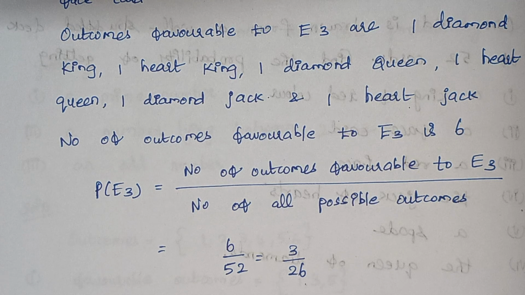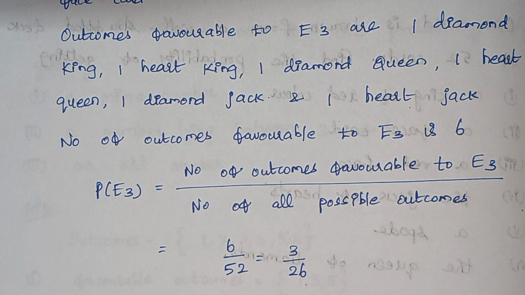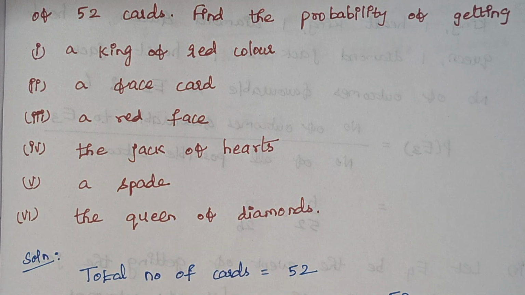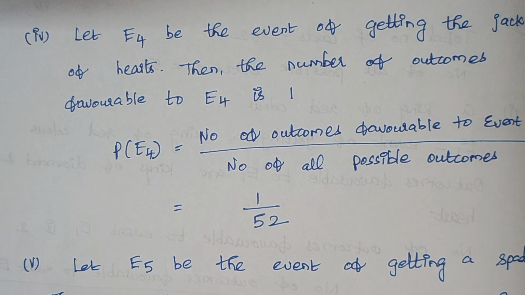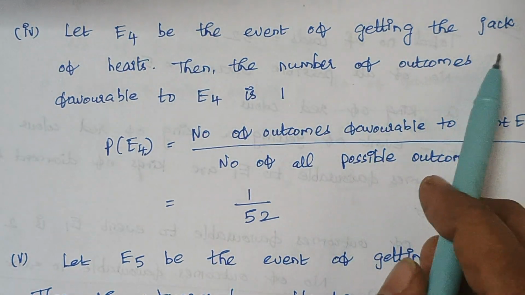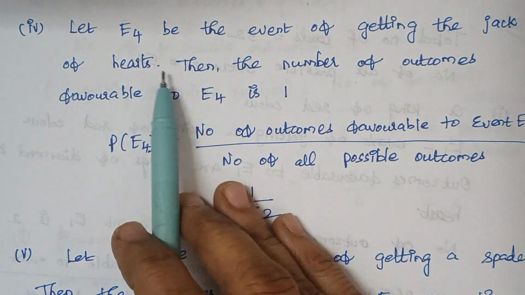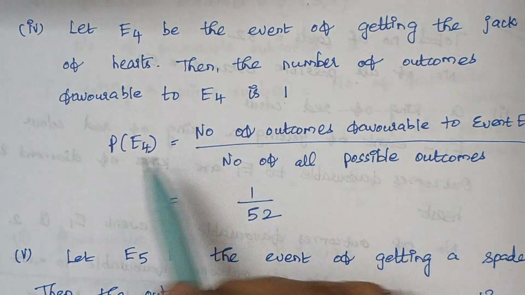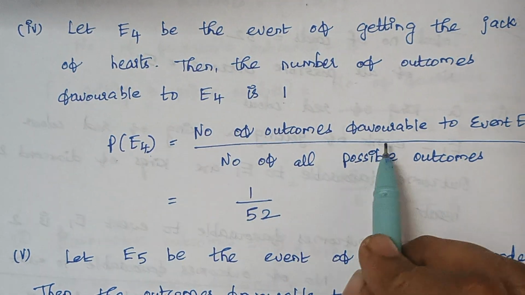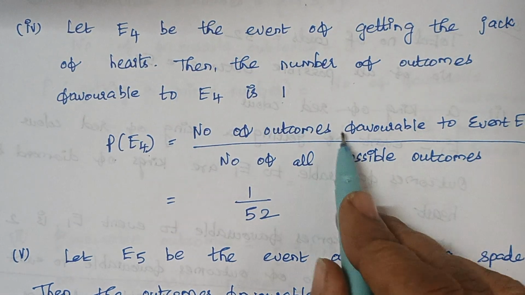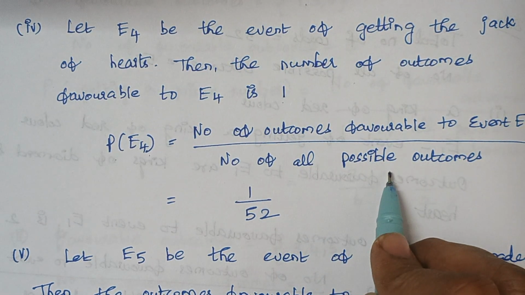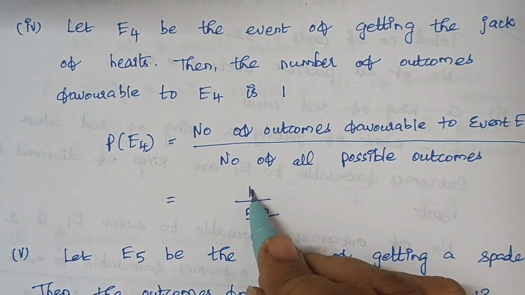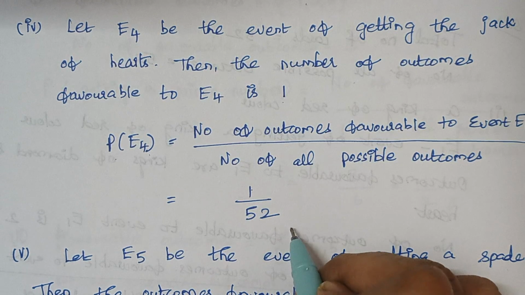Now we will move on to the fourth question. Here the fourth question is the jack of hearts. So let E4 be the event of getting the jack of hearts. So here it is totally only 1 in number. Therefore the probability of E4 is number of outcomes favorable to the event E4 divided by number of all possible outcomes. So getting a jack of hearts is 1. Therefore here it is 1 divided by 52.